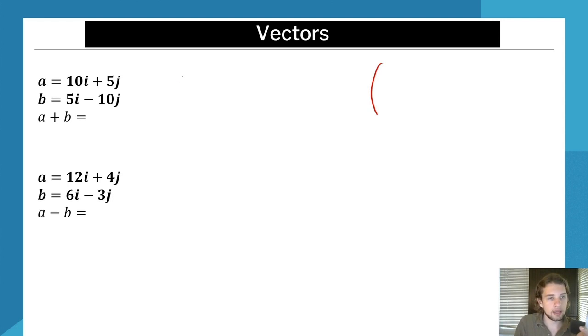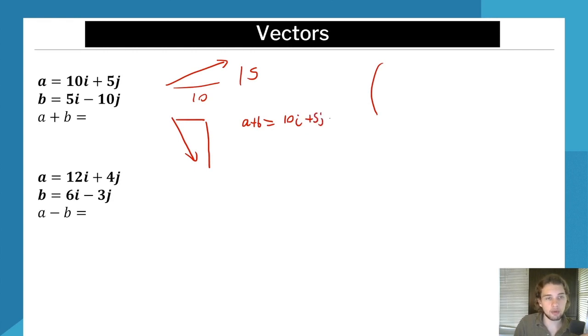So A is equal to 10i plus 5j. We could represent this as a line here, where we have 10 across and 5 up. And then B is 5i minus 10j. So we could represent this as a line going down here, where it goes 5i across and then 10j down. So A plus B is equal to simply all of the components added together.